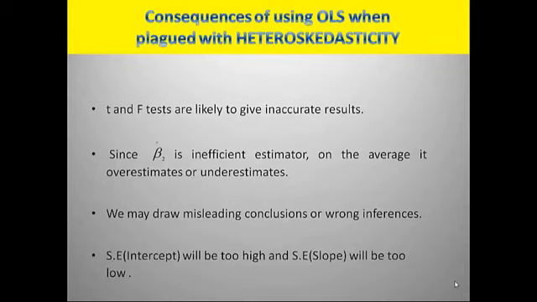So what are the consequences of using OLS when plagued with heteroskedasticity? Usually, t and F tests are likely to give inaccurate results. Since beta 2 cap is an inefficient estimator, on average it overestimates or underestimates. So on the basis of that, we may draw misleading conclusions or wrong inferences, because the standard error of the intercept will be too high and the standard error of the slope will be too low.